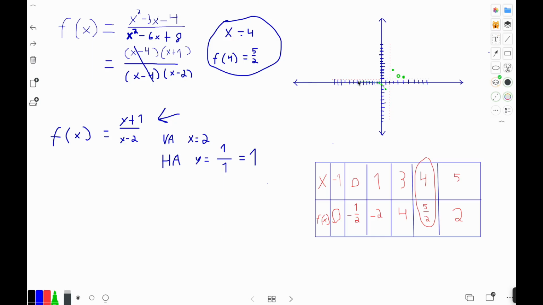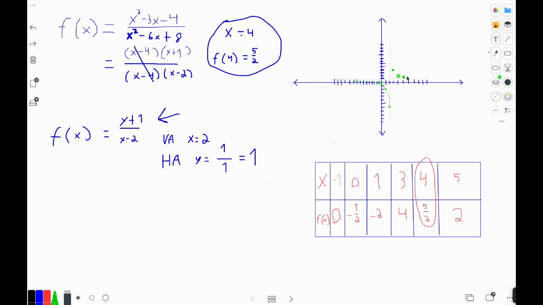It's going to approach the horizontal asymptote, and then we can just finish off with an arrow. And then it's going to go down, approach the vertical asymptote, and just never touch it. It's going to keep getting closer and closer to it, but it's never going to touch it.